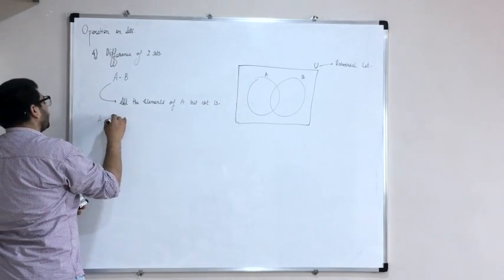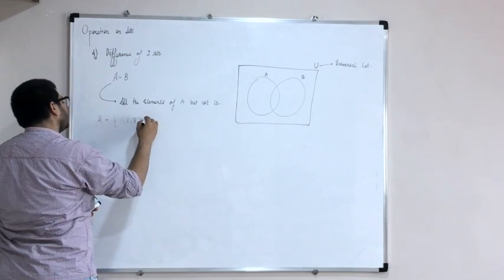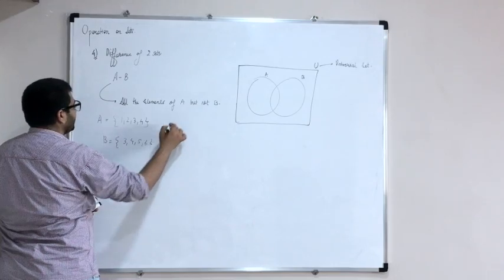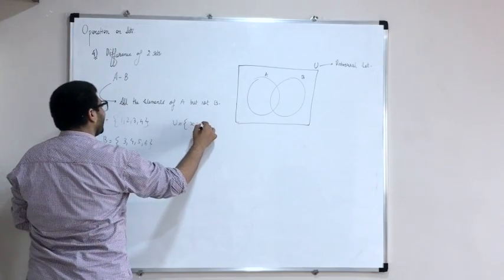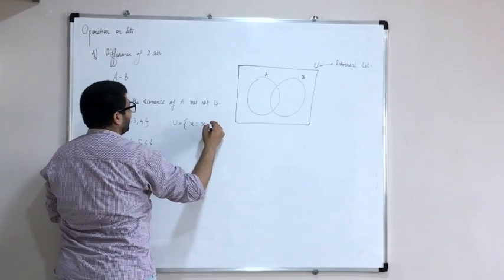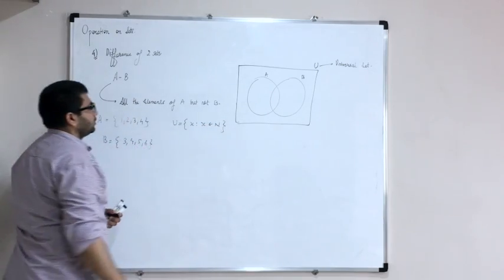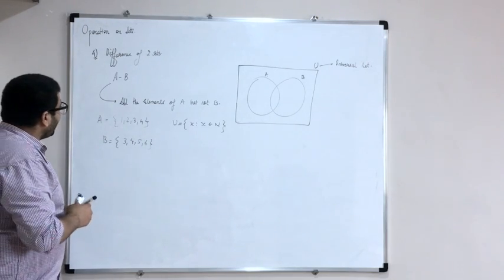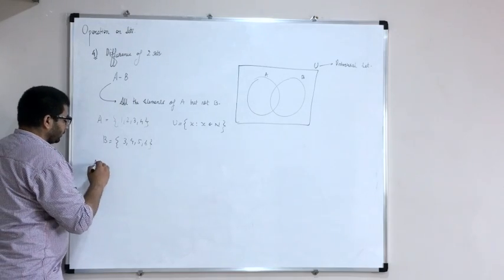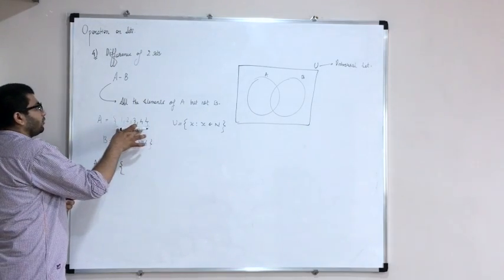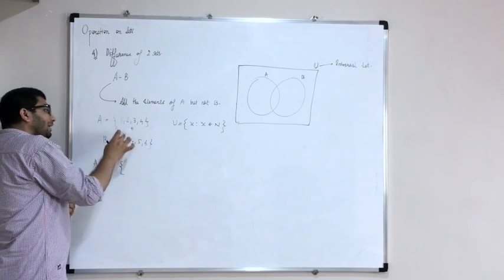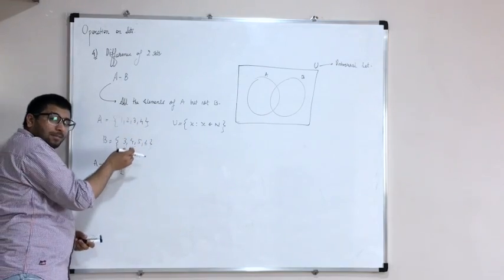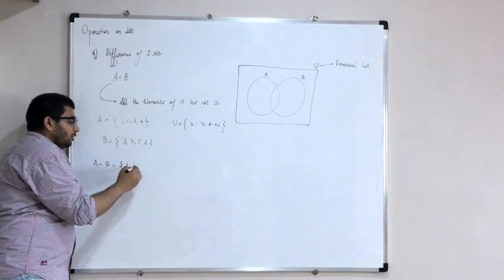Let me give you an example. If I take A as 1, 2, 3, 4, let's take B as 3, 4, 5 and 6, and let's take a universal set that is nothing but all the values of X such that X belongs to N. Correct? What does it mean? All the natural numbers that we have. That will be the universal set. Now, A minus B is defined as an operation which will give you as a result all the elements of A but not B. So 1 and 2 are there in A but not in B. If you talk about 3 and 4, 3 and 4 are present in B, so we can't take those. So A minus B will be 1 and 2.